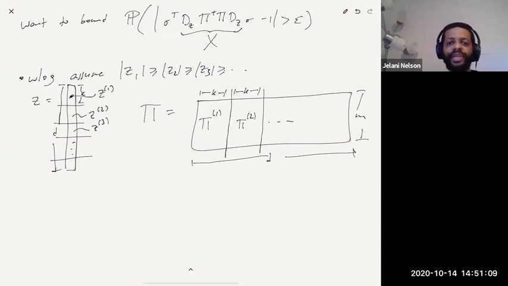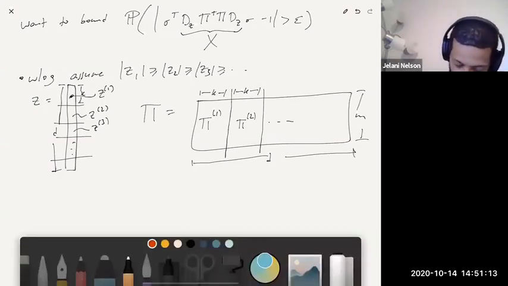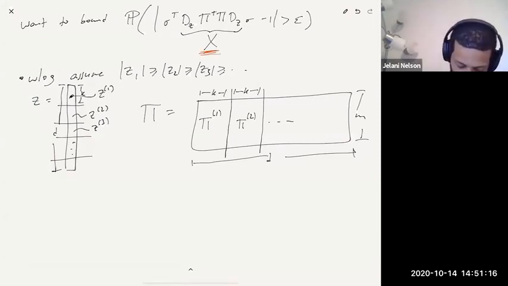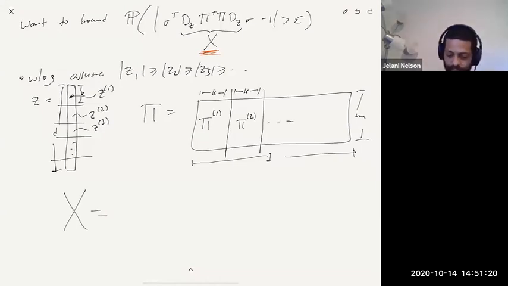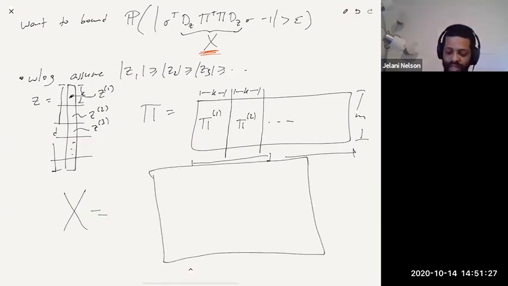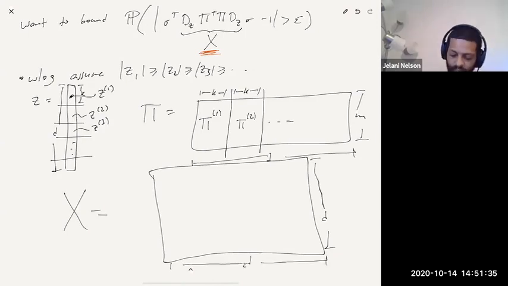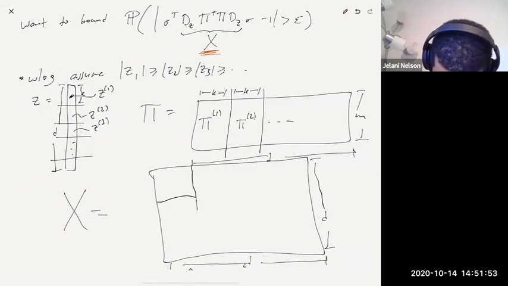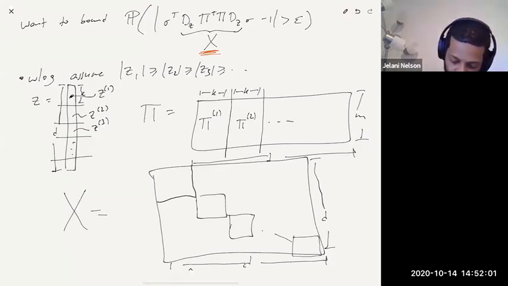And then what I'm going to do is look at this matrix capital X that I was talking about up above. It's a square matrix, and I guess this matrix is D by D. And I'm going to look at the diagonal entries. I'm going to write these blocks along the diagonal. So this goes down the diagonal, and these are each K by K.